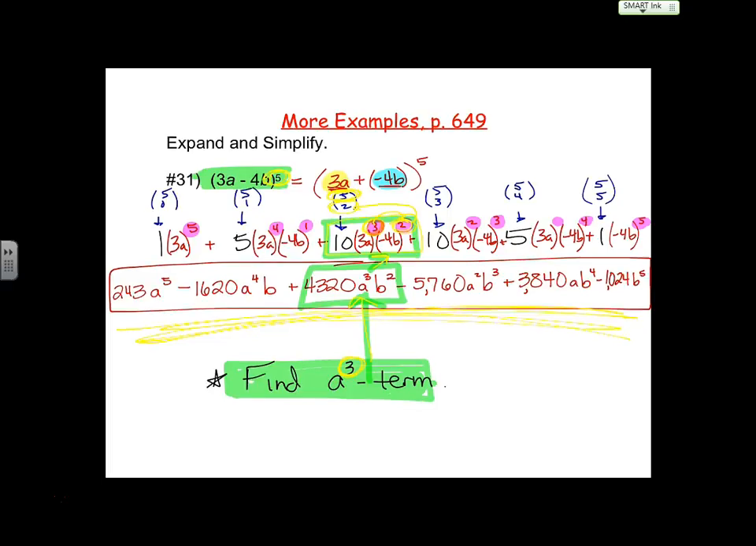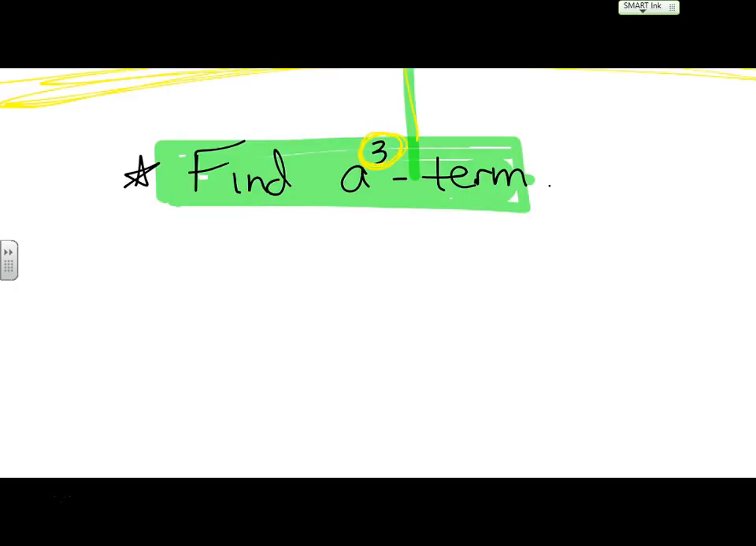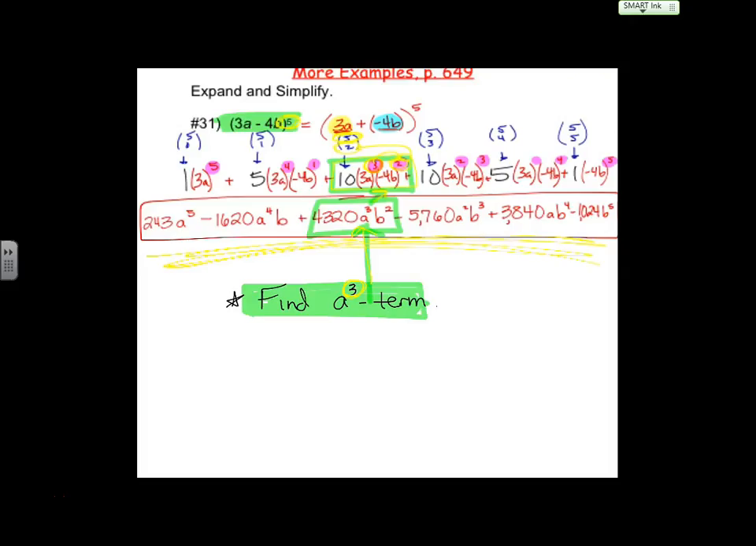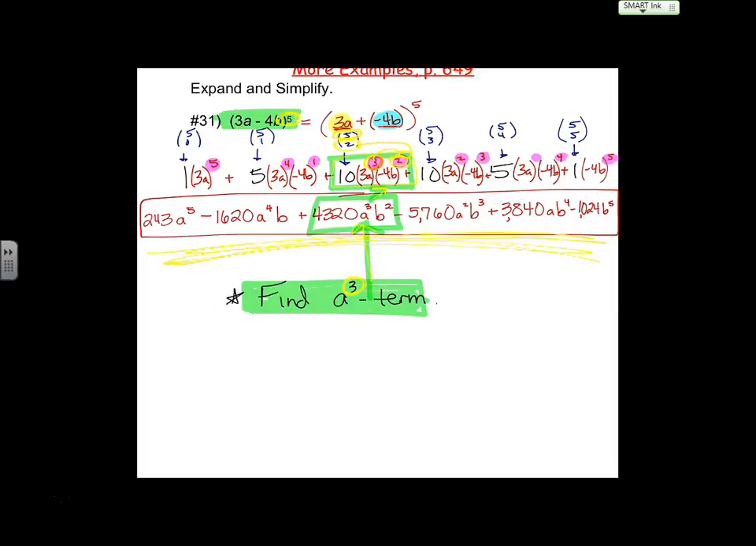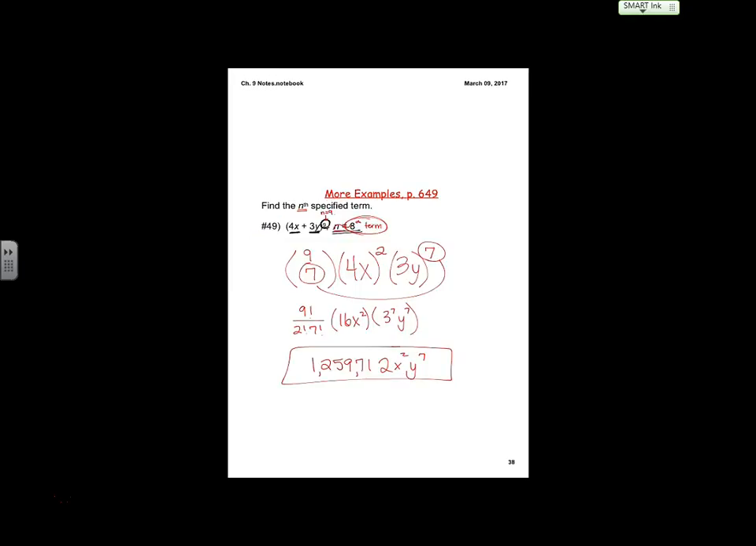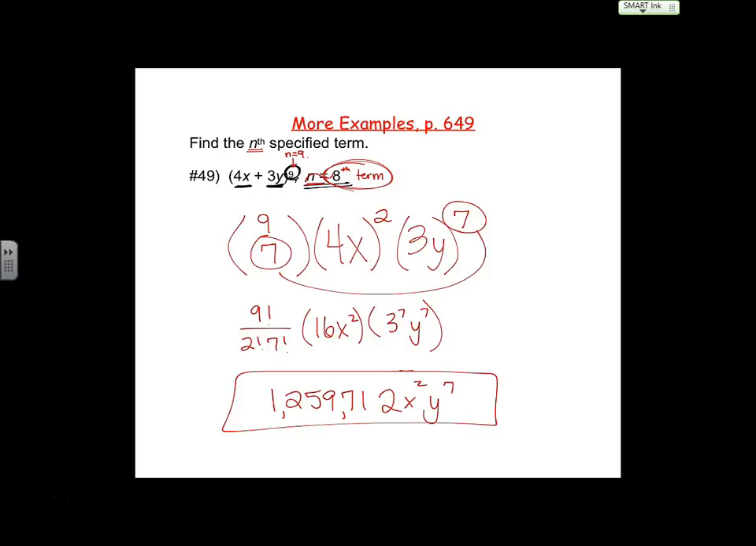But if I give you a certain characteristic of a certain term, do you have to expand the whole thing? No. Could you? Yes. If you don't know any other way to do it, could you do the entire expansion and then find the right one? Yes. But what did we practice in the next example? How to jump there. Can you guys remind me real fast?